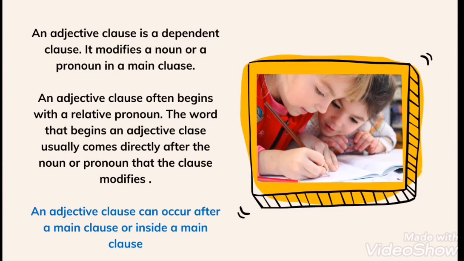An adjective clause is a dependent clause. It modifies a noun or a pronoun in a main clause. An adjective clause often begins with a relative pronoun. The word that begins an adjective clause usually comes directly after the noun or pronoun that the clause modifies. An adjective clause can occur after a main clause or inside a main clause.